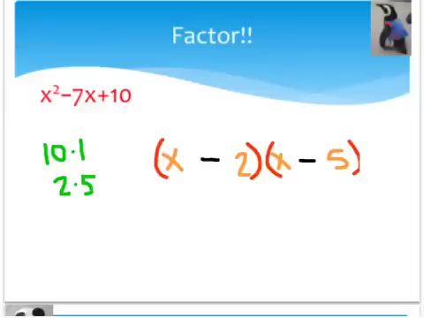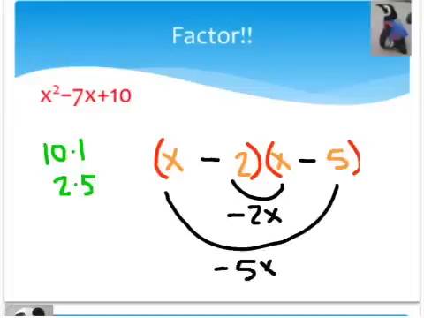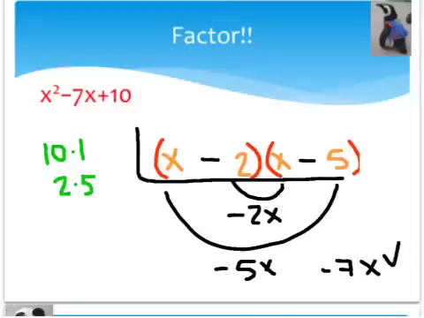Now let's check. This gives me negative 2x. This gives me negative 5x. When I add those up, I get negative 7x, which is my middle term. So I know I did it right. Here is my answer, and I am done.